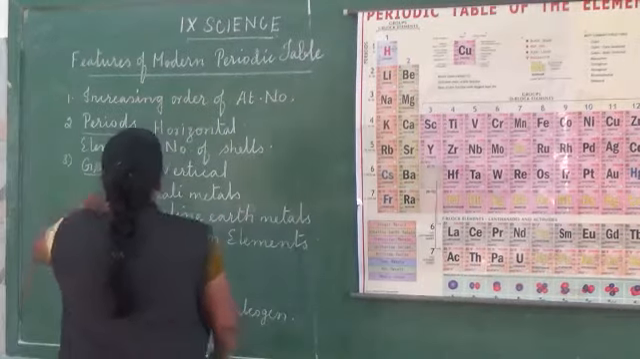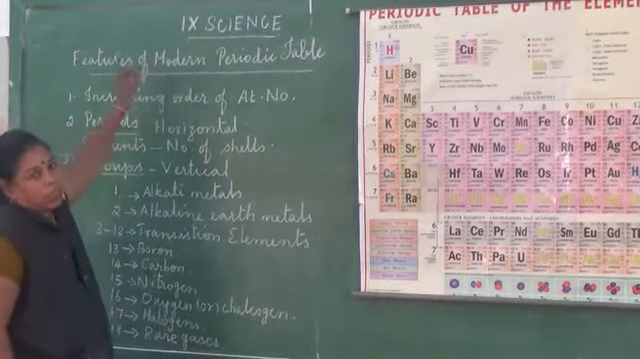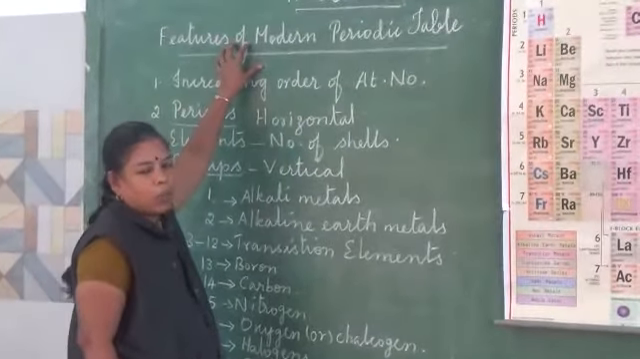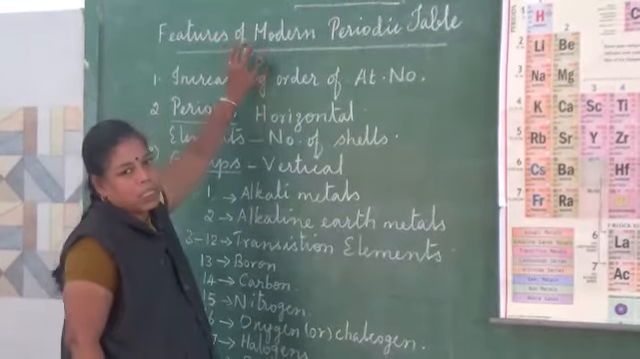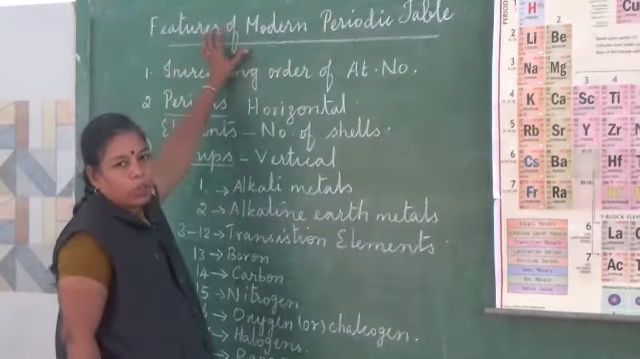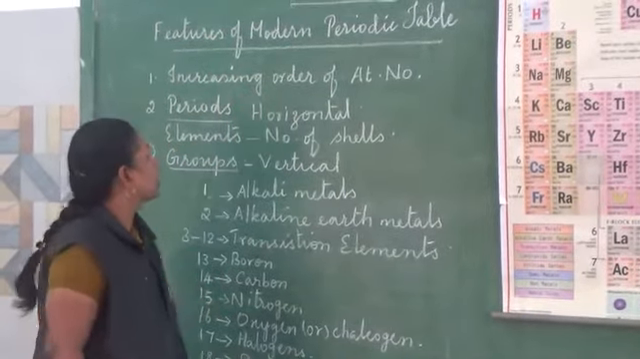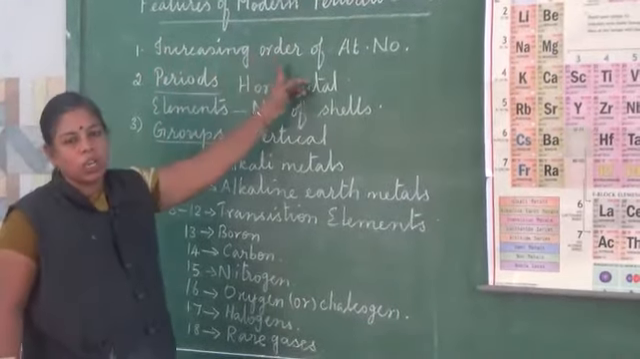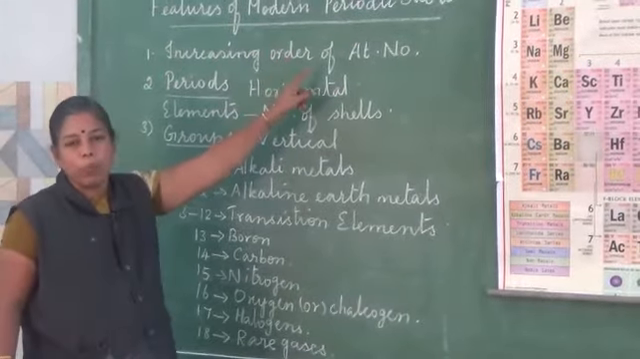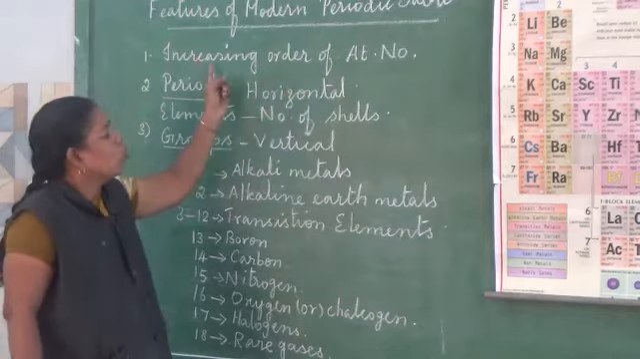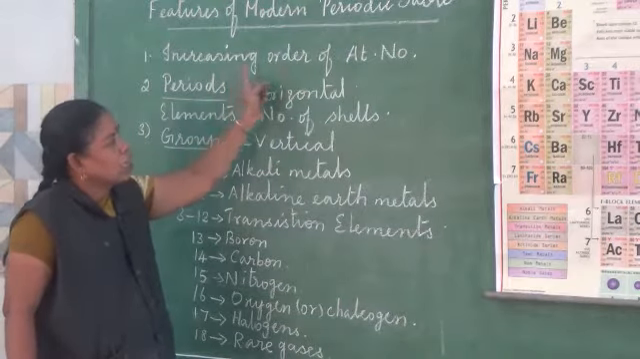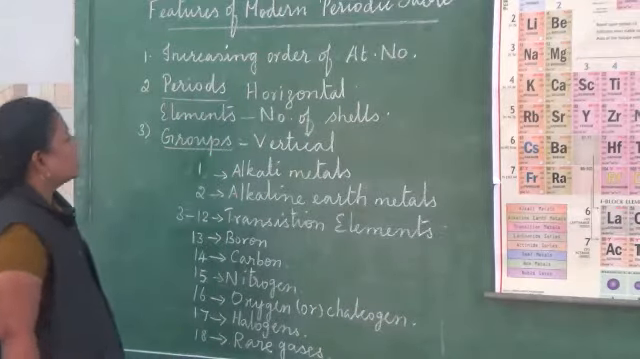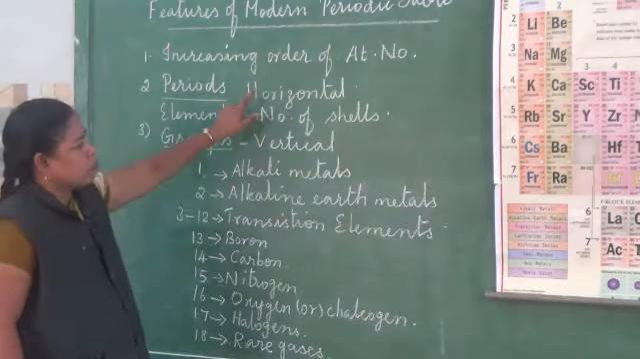First I want to recollect the features of the modern periodic table. This I already taught, even though if I recollect the things, that will be easy for you for better understanding. So first we are going to see the features of the modern periodic table. The modern periodic table is based on increasing order of atomic number, that is a more fundamental property.